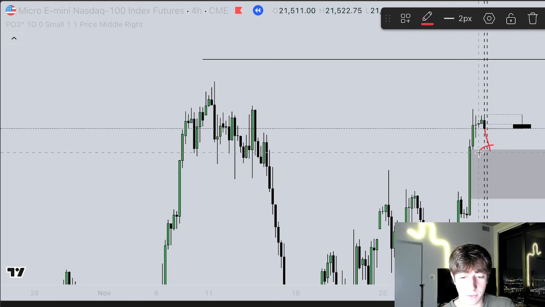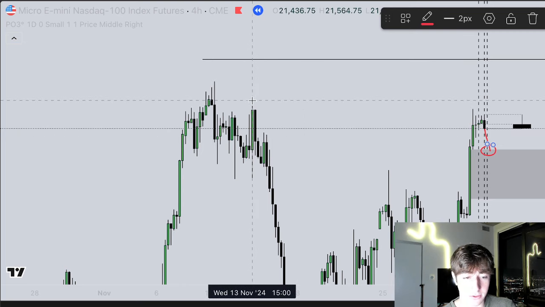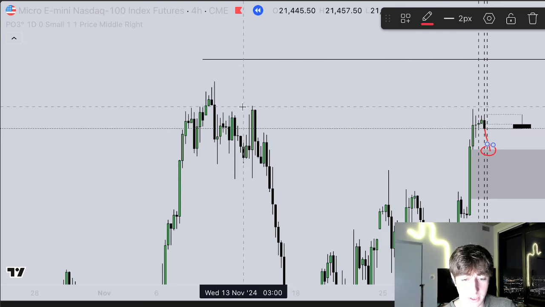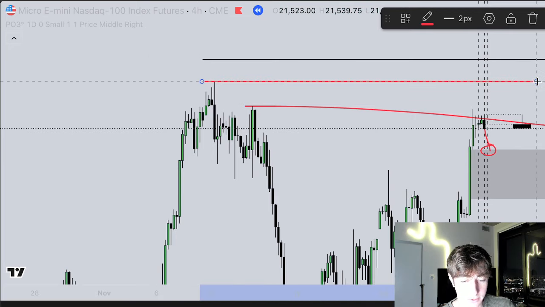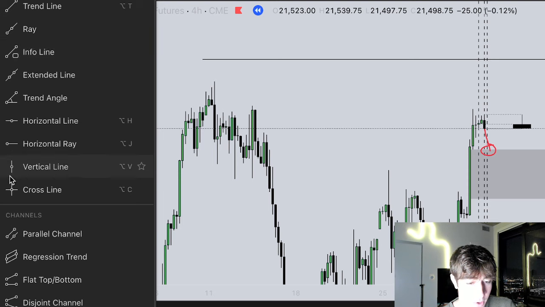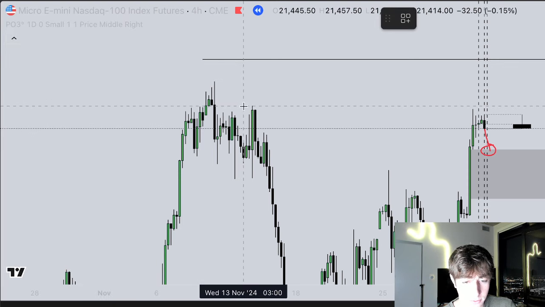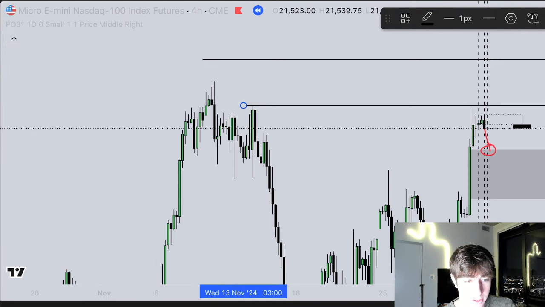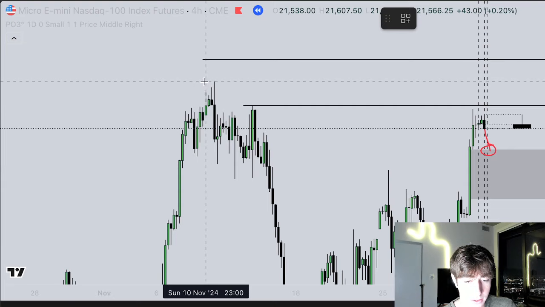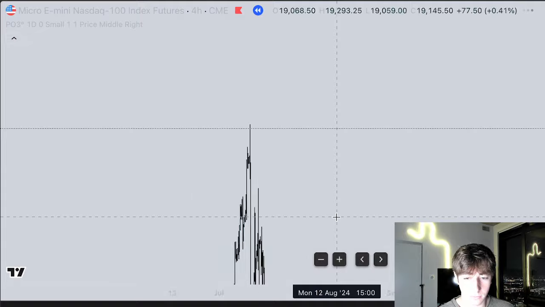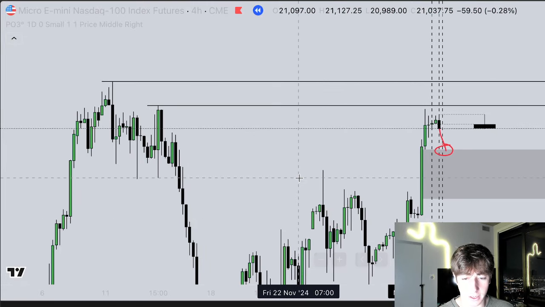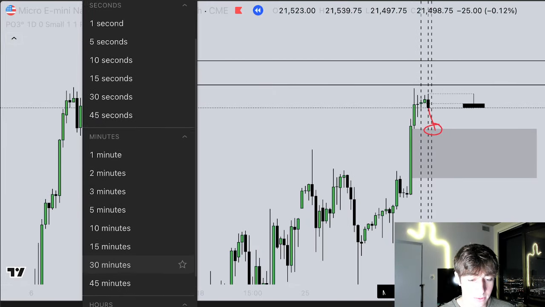If we do see a reaction off of that, like we predicted, then our next target is going to be external liquidity, which is going to be this high right here and the all-time highs. So we're going to go ahead and mark out our two clear forms of external liquidity right here and right here. Now that we have that, let's go on to the hourly time frame.